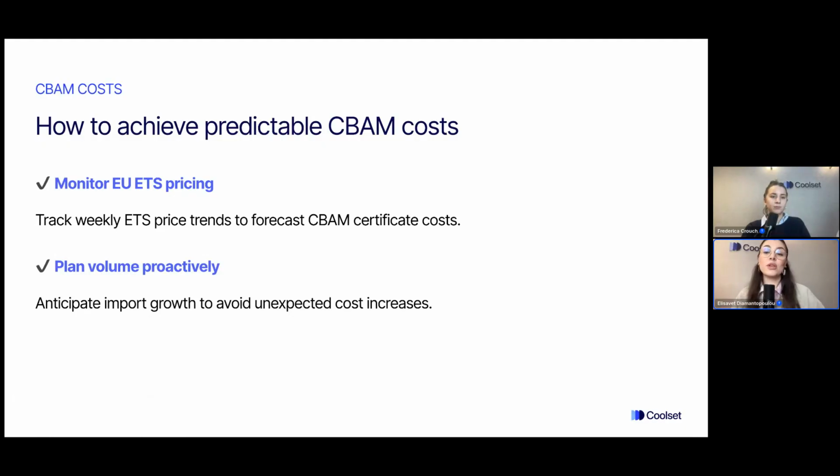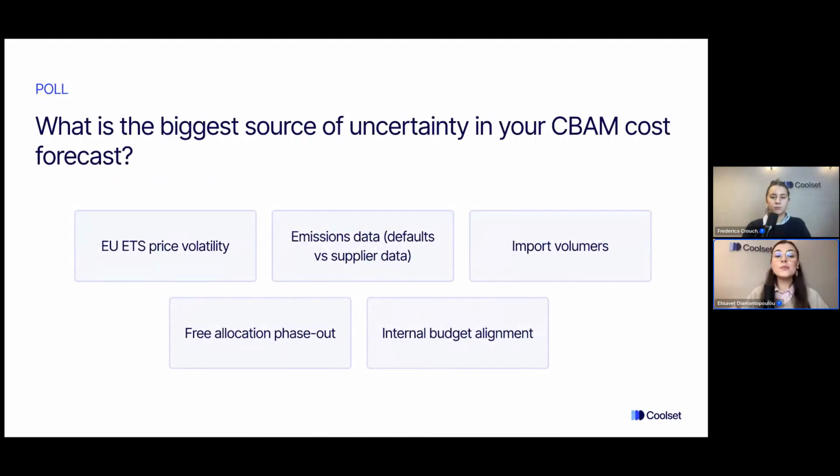Before we move on to our Q&A section, I have one last poll for you, which is, what's your biggest source of uncertainty right now when it comes to forecasting your costs? Is it the EU ETS price volatility, maybe your emission data because you're still using a lot of default values, the volumes of import, the free allocation phase out, or any sort of internal budget alignment?